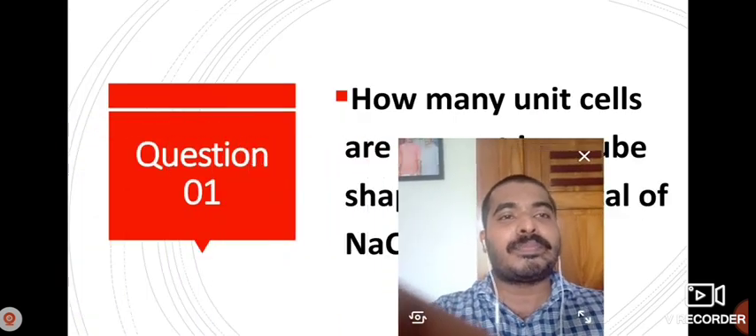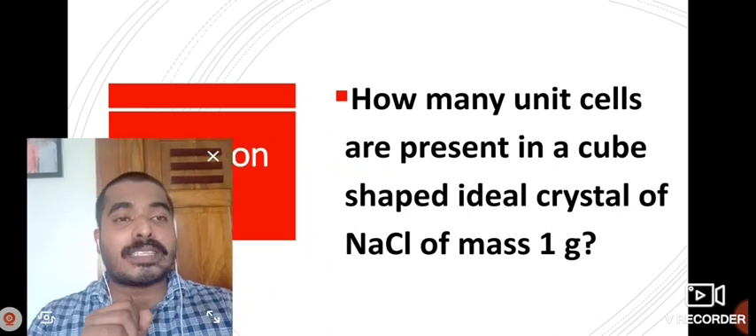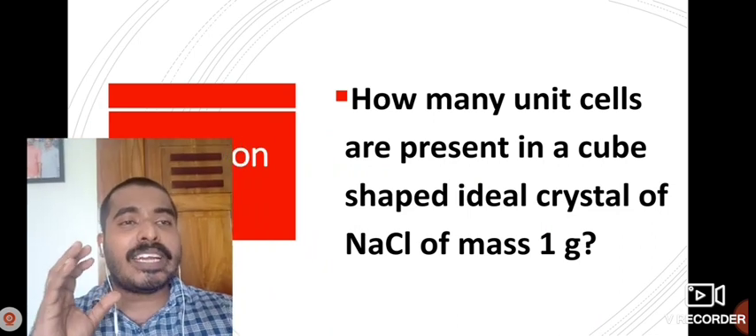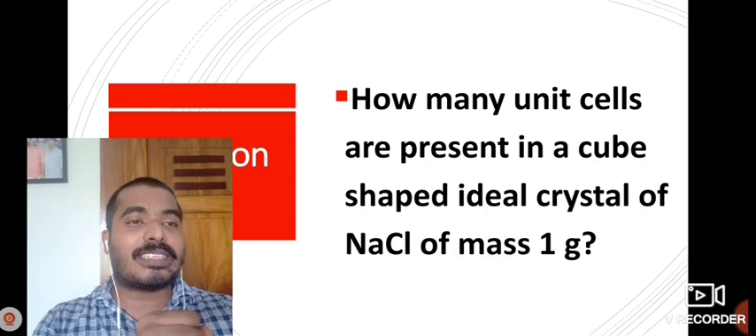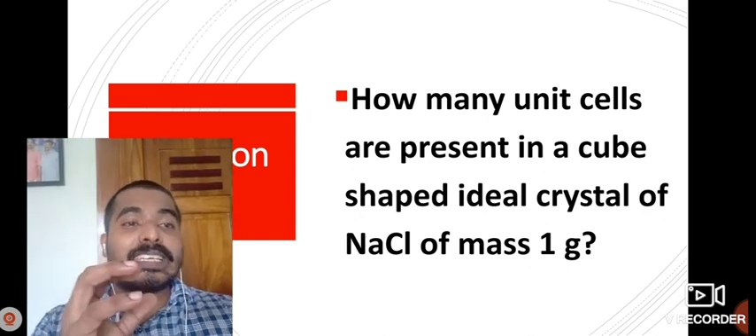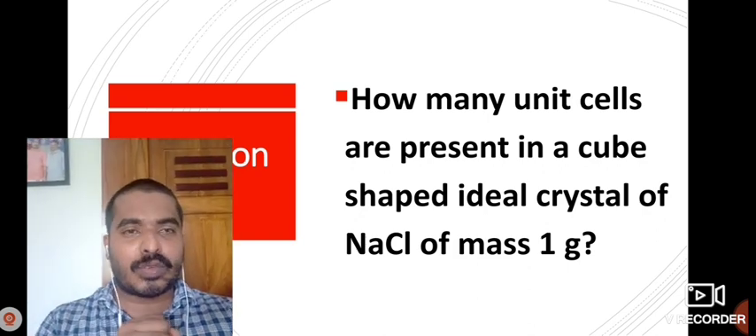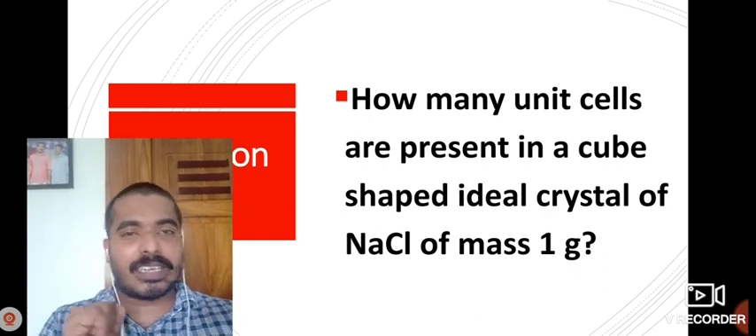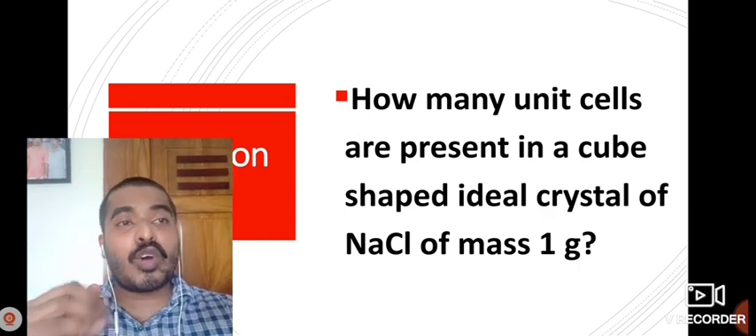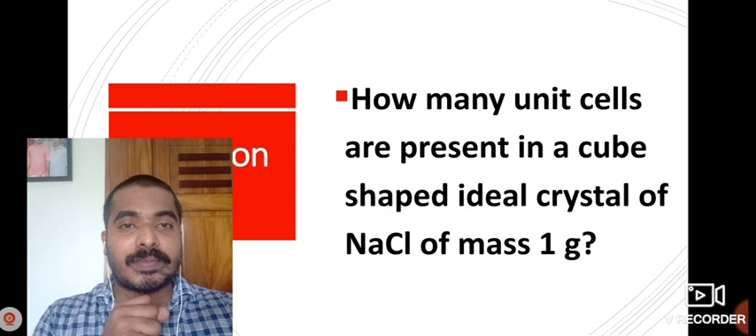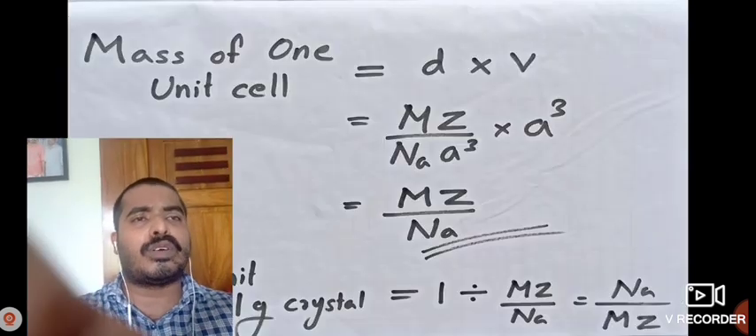Question number 1. How many unit cells are present in a cube shaped ideal crystal of NaCl of mass 1 gram? So we are having a cube shaped NaCl of mass 1 gram. How many unit cells will be there? So it's a very simple way to solve.